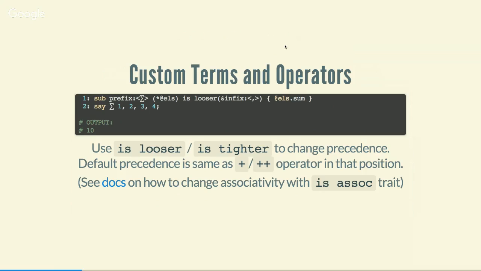Basically, our prefix operator is slightly looser precedence than the infix comma operator. The default precedence it gets is the same as the plus operator in that position. So in this case, it would be like a unary plus. And from the result, you can see that now that we made it looser than a comma, the result is correct. You can also change associativity of an operator, and you can check the documentation on how to do that.